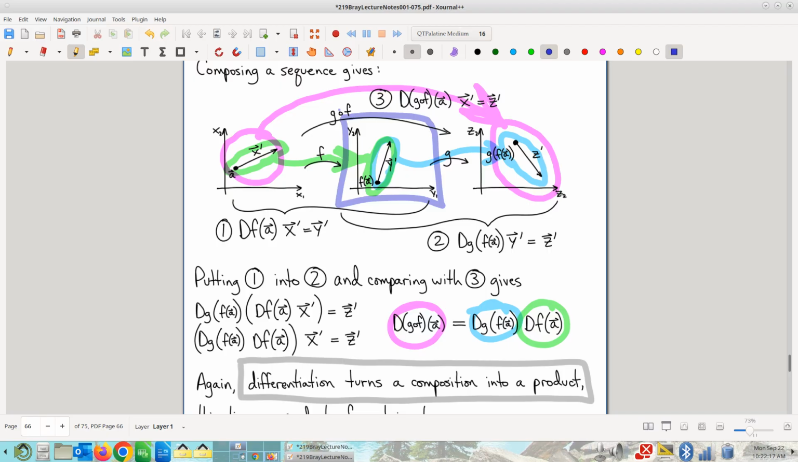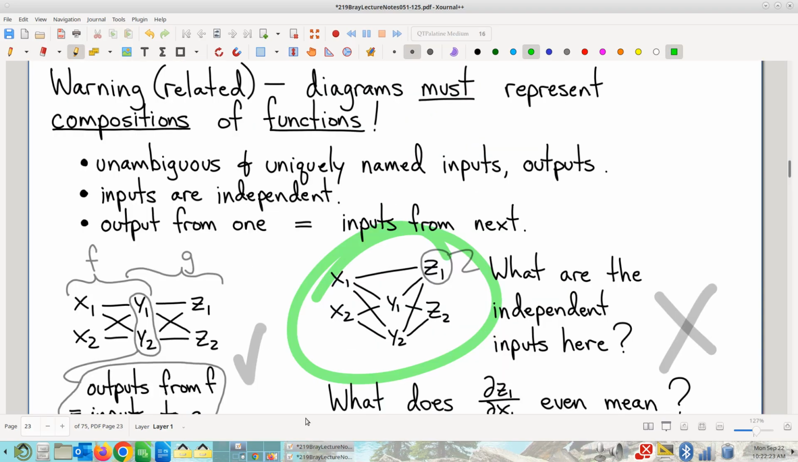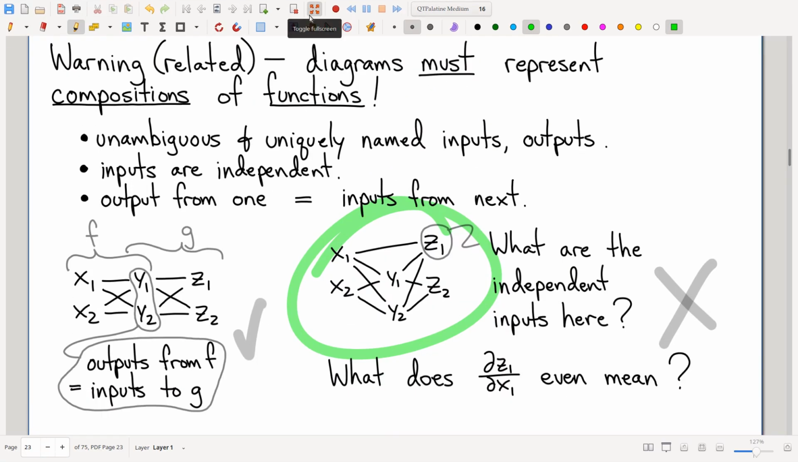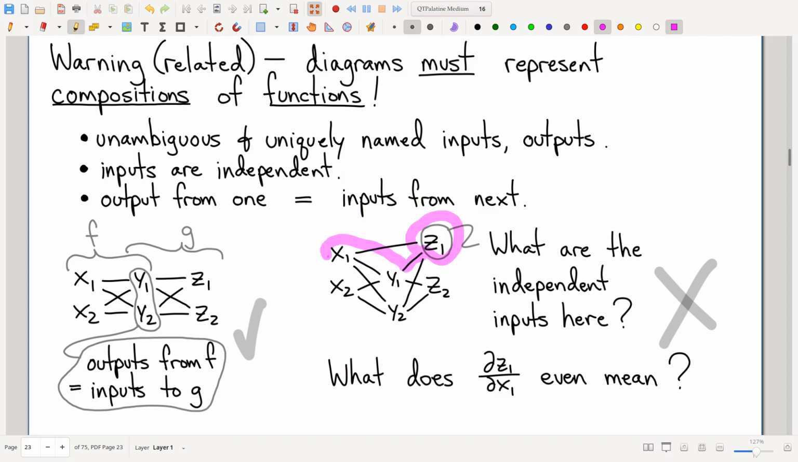Okay, with that in mind, let's look back at this diagram here. Oh, why am I not in full screen mode? There we go. This is not a composition. It just isn't. If this were a composition of functions, what is Z1 a function of? I guess we would have to say it's a function of these three variables, because each one of them, as the diagram indicates, directly affects values of Z1. That's just not what the diagram on the left looks like.